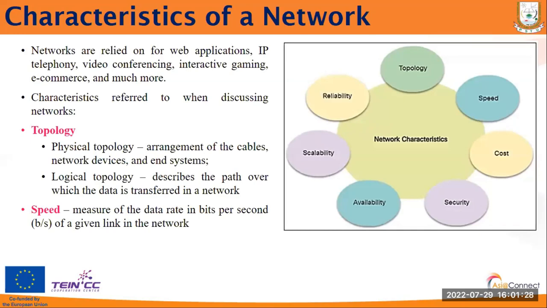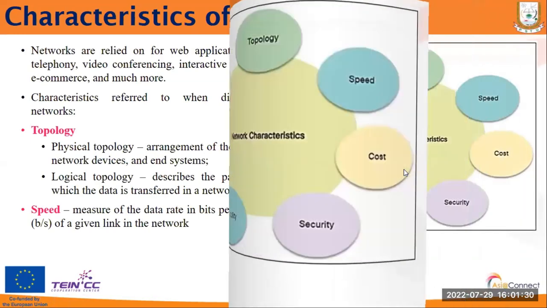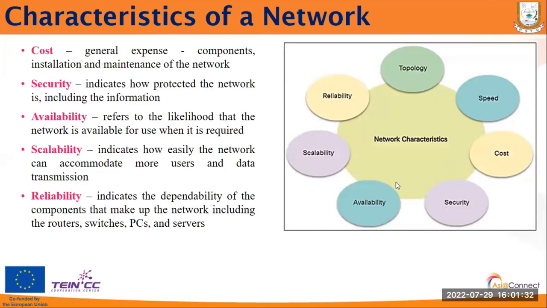And about the cost, next is cost. So we can see here, cost, what is it about? Cost indicates the general expense of purchasing network components and the installation, maintenance of that network, and so on. Then what is security?